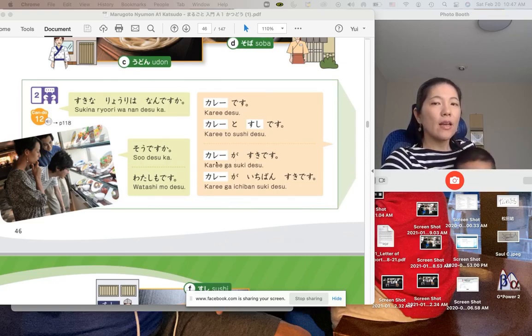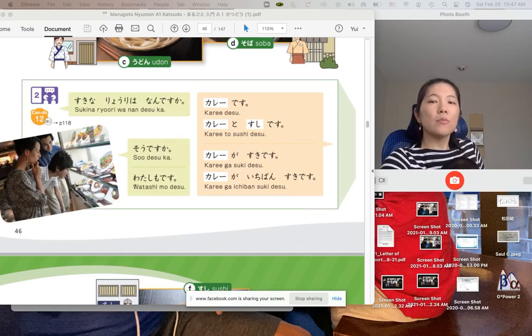I like curry. カレーが好きです. Or カレーが一番好きです. My favorite is, like, first in a form of favorite, is curry. カレーが一番 is first, right? 好きです. I like curry the most.